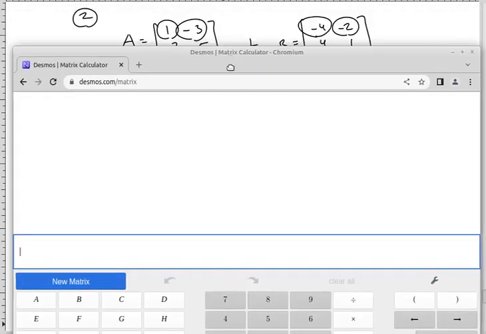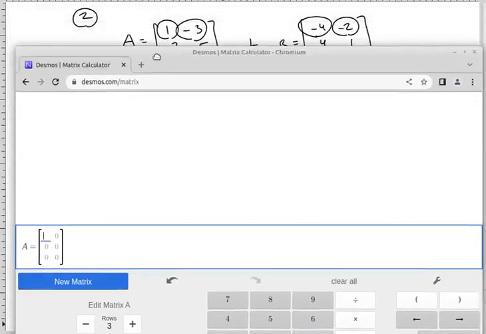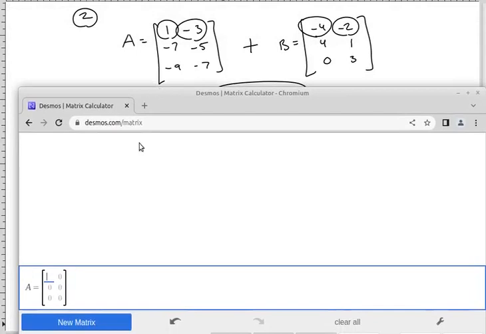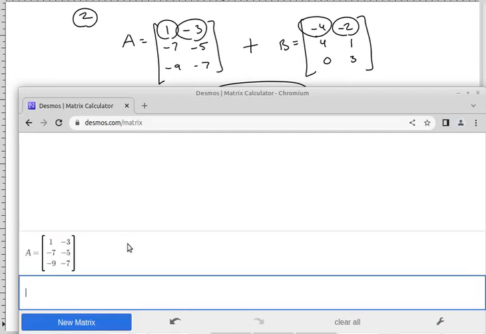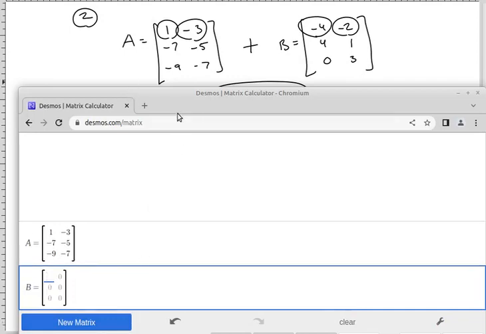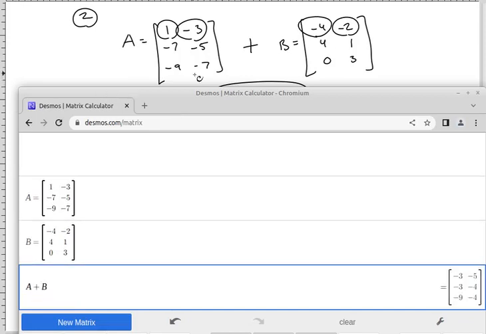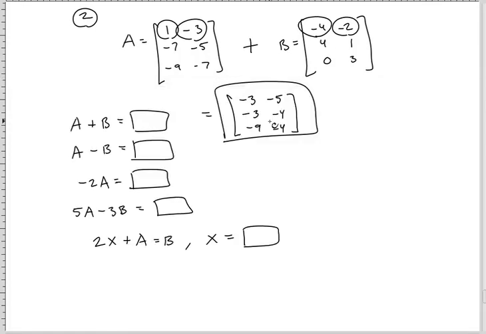Using the matrix calculator, like we've seen before, I'm going to put in two matrices. This is going to be a 3 by 2 and then another 3 by 2. Click new matrix again. Then A plus B. Is that what we got earlier? Negative 3, negative 4, negative 9? Looks like it.